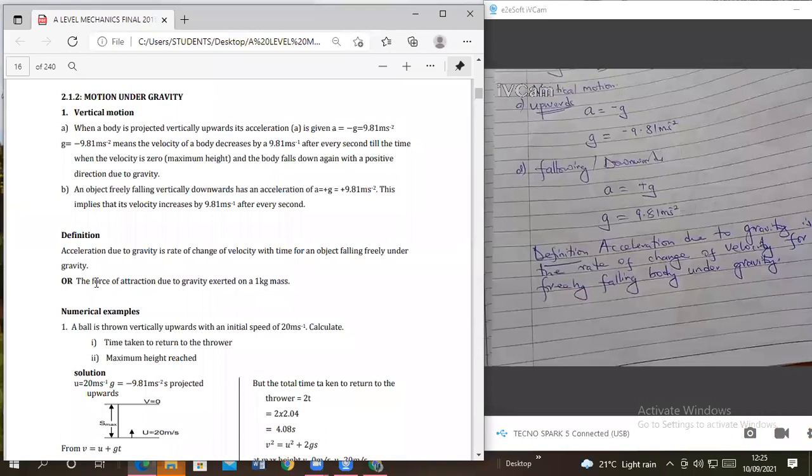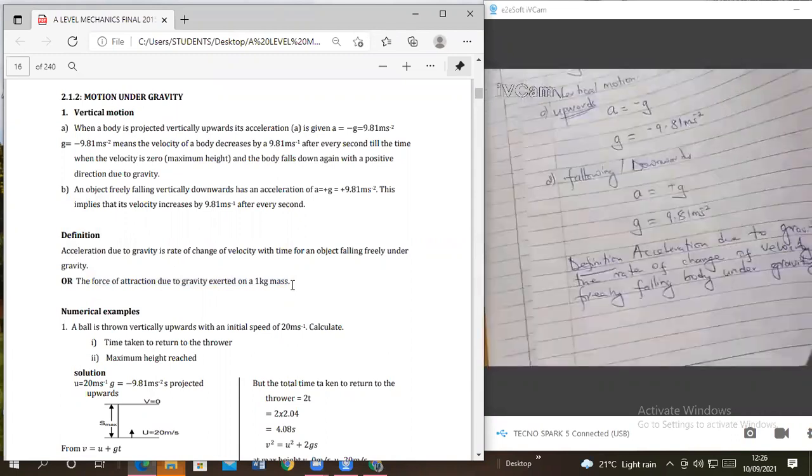I don't love the second definition. That one was just created from the definition of acceleration. Remember, here we are defining. In case they ask what is acceleration due to gravity, then you can say it is the force of attraction due to gravity exerted on a 1 kilogram mass. That one is derived from the formula.